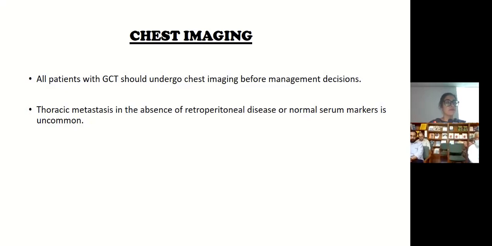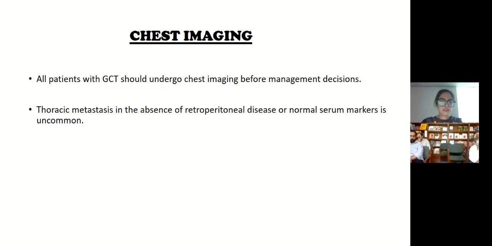Talking about the CT of the chest, why do you need to assess the CT chest? Usually it is a testicular tumor, but germ cell tumors have three sites. Number one is the testicular, number two is the retroperitoneum, number three is the mediastinum. So always CT chest, or in some cases X-ray chest first, with CT abdomen and pelvis. If there is suspicion, or you are suspecting clinically, then you go for CT chest.